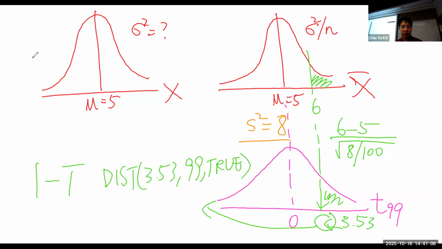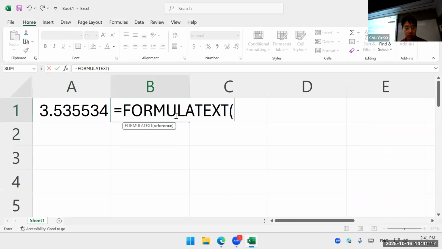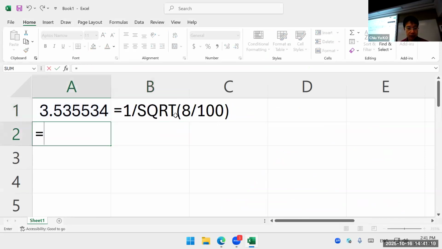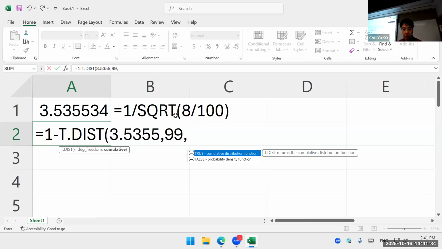Okay, so let me do it here. What I want is T dot this, or 1 minus T dot this. And it's 3.53, 55. Okay. And then degrees of freedom 99, n minus 1, it's true.